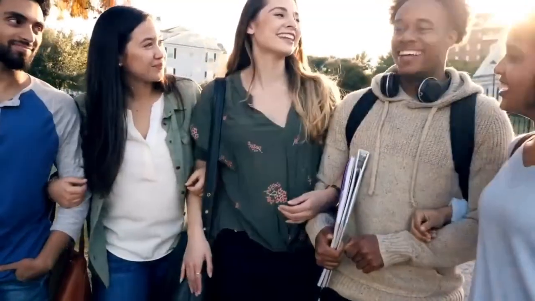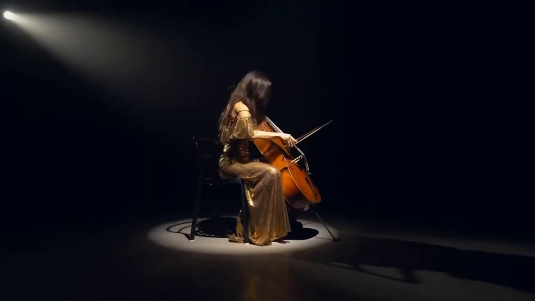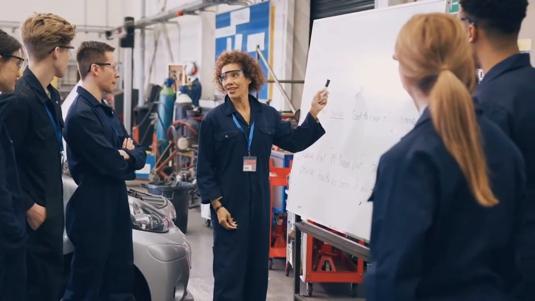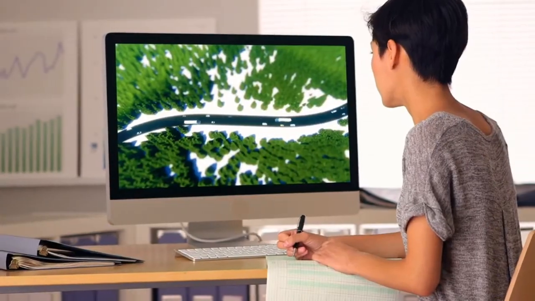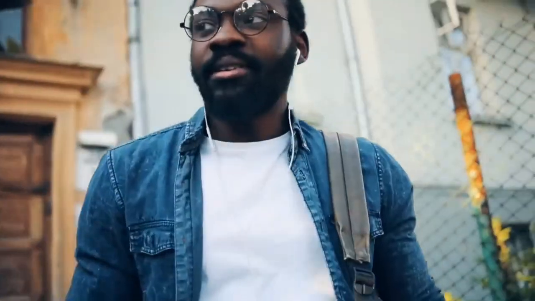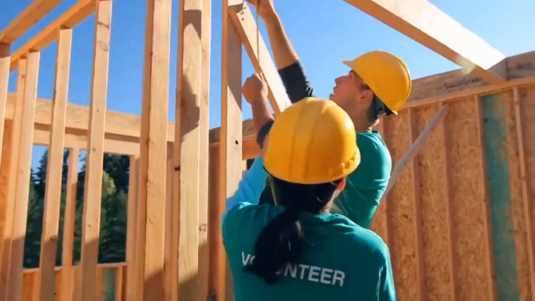To navigate cultural differences. To pursue your passions. To gain real-world experiences. To learn skills for a changing job market. To put theory into practice. To become the kind of professional you want to be. To thrive in your career.